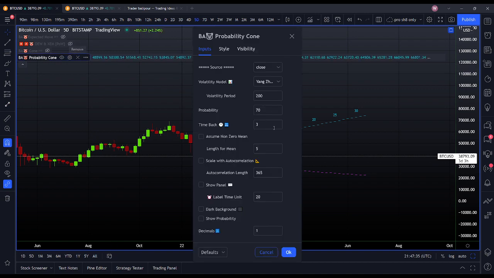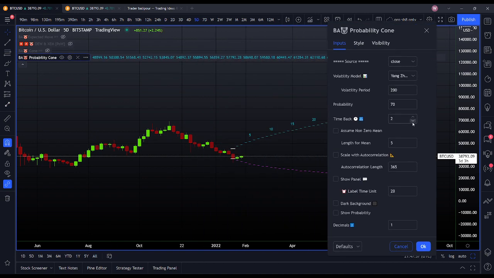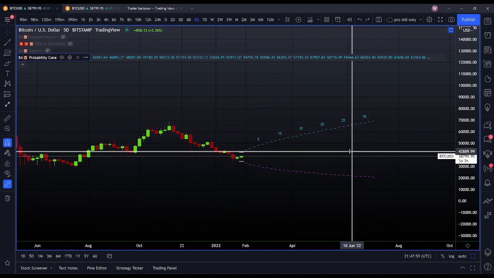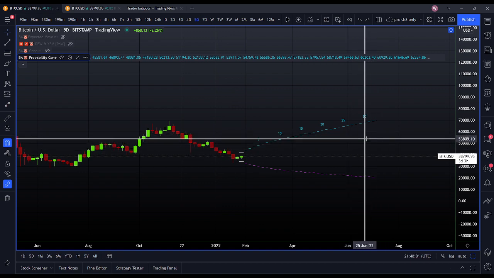But then you can move it back to the current candle if you want, and then assuming a non-zero mean, so that would take into account drift. So that would make your mean different. So it wouldn't be a symmetrical probability. So then we could put this back for 200, and this will take into account drift on the asset that you're analyzing. So then you can see how going from a zero mean, so saying okay, this asset is just kind of a flat asset.